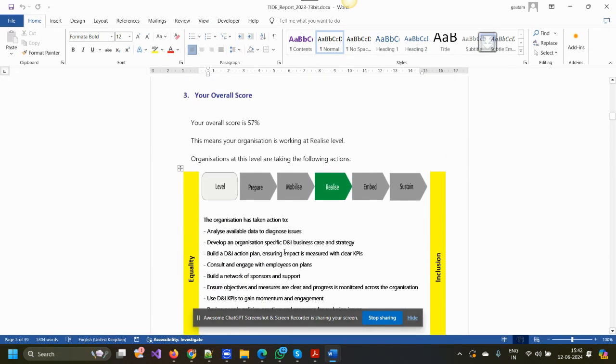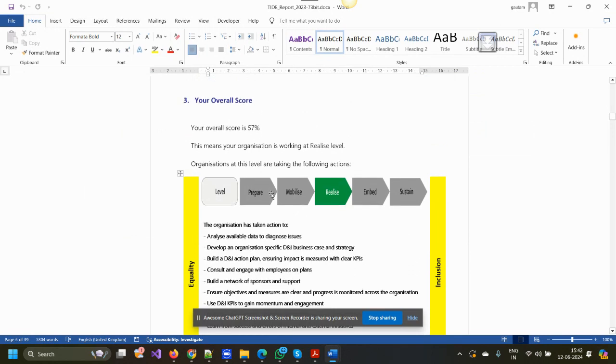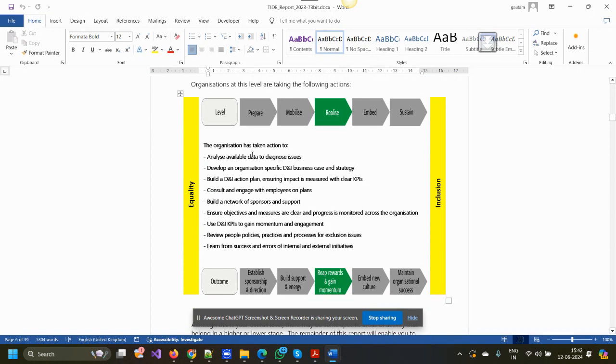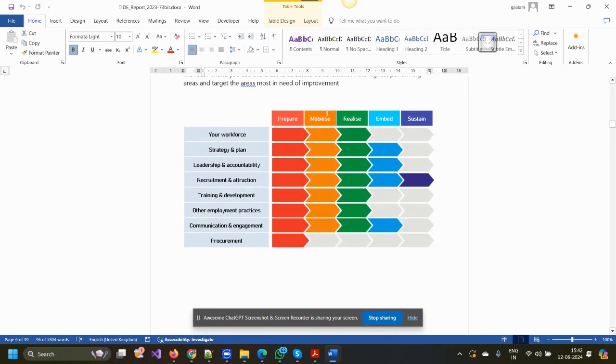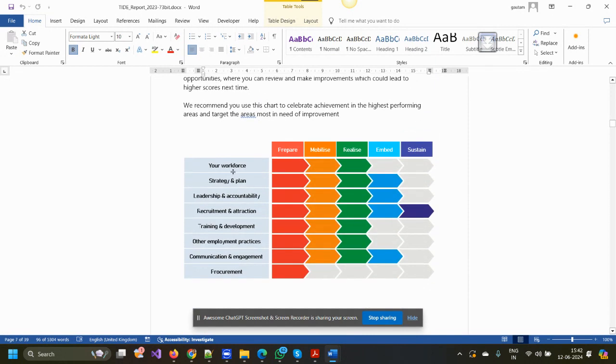Based on the overall score that the company would have achieved, the system would create this diagram for them, and the action points would be mentioned. This is all automatically generated, and whatever stage they are at, that stage would be highlighted. So they are at this stage currently, and they can go on to embed, sustain, etc. Similarly at a section level, or at individual steps, at different levels, you can see what stage they are at. For your workforce they are at the realize stage, for strategic planning they are at the embed stage.